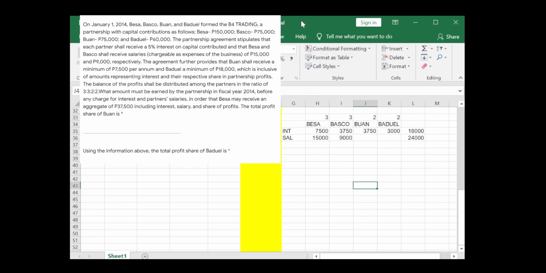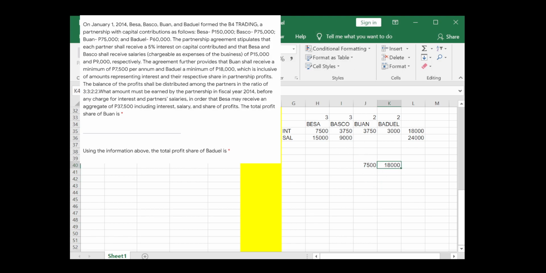Ayan. Okay, so next, sabi ng problem, ano ba sabi ng problem? The agreement further provides that Buan shall receive a minimum of 7.5 per annum. Okay, lagay natin dito para makita nyo. 7.5 daw yung dapat, minimum na dapat niya makuha, and for Badwell is 18,000 minimum. Okay? So, ito yung pinaka-least. At least, dapat ito yung makuha ng mga partners na to.